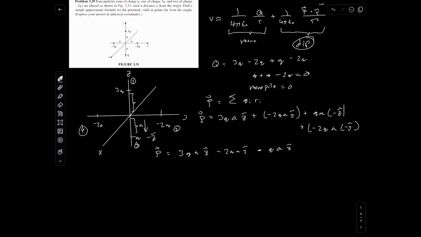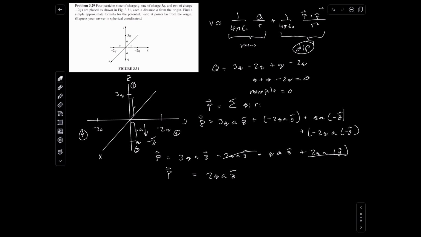And this last term will simply be positive 2qa in the y hat direction. So as you can see here, these two terms cancel, and we're just left with 2qa z hat as our dipole moment.